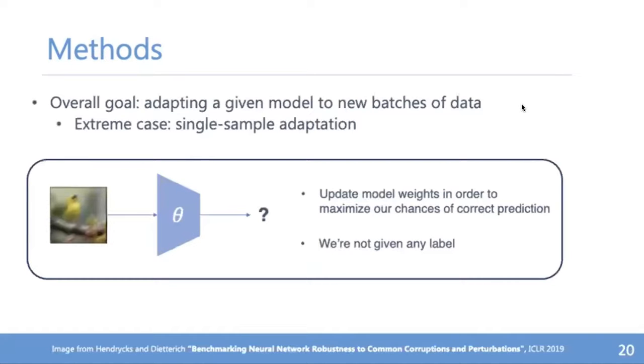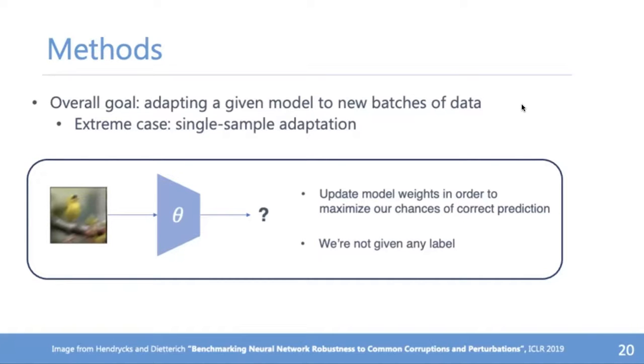All right, let's discuss the methods. To recap, our overall goal is to adapt a given model to new batches of samples. The extreme case is that we want to adapt to a single data point. You see an image from a great benchmark that really posed, I think, the correct question, right? Do ImageNet models generalize? And the answer was no. ImageNet models do not generalize even to simple corruptions like this simple blurring. We can all tell this is a bird, but a standard ImageNet model cannot do that.